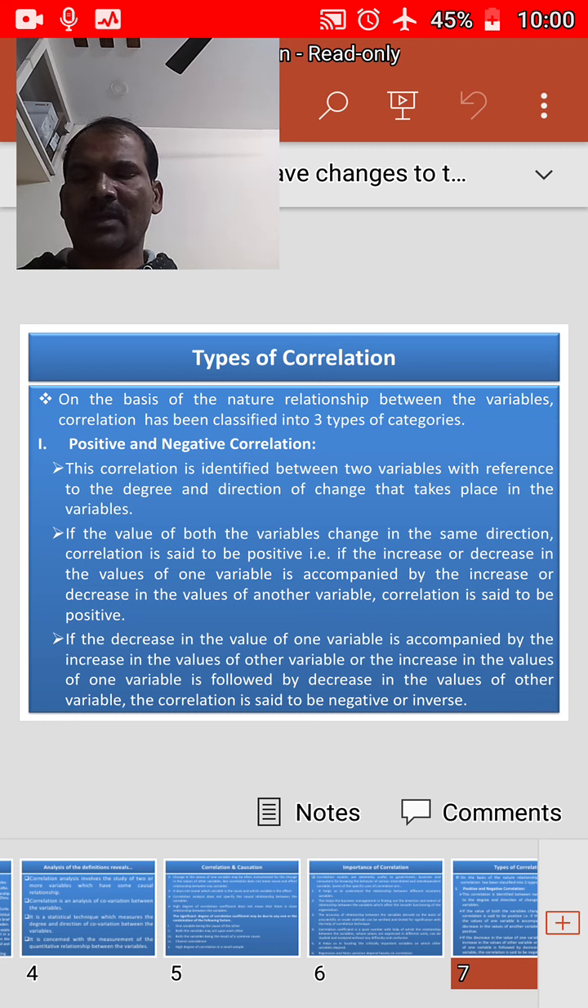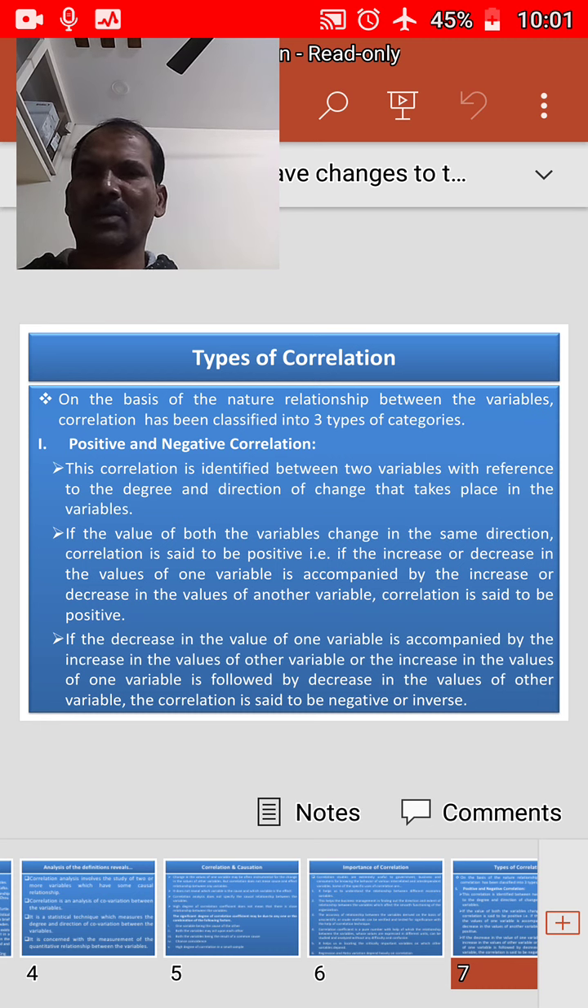Price of the commodity 10 rupees, demand for the commodity 20. When price is 15, demand 15. When price is 20, demand 11, and further decreasing. As the price increases, demand for the commodity decreases. Both are moving in the opposite direction, which is called negative correlation. And when the price of the commodity decreases, demand, the quantity demanded, increases.